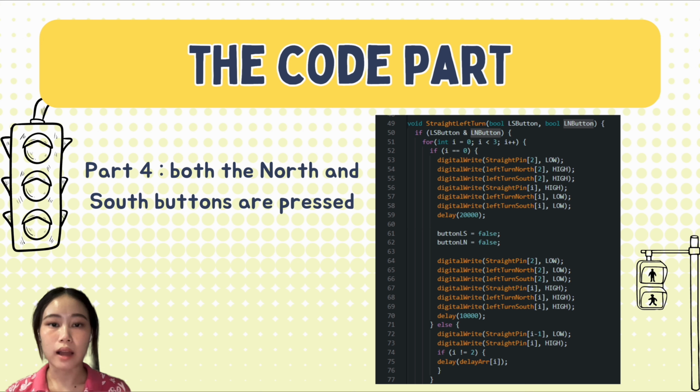Else, in line 71, it means yellow and red lights. For example, yellow is I equal to 1. Line 72: set the straight pin I minus 1 low, meaning the green light is off. Line 73: set the straight pin I high, meaning the yellow light is on. If I not equal to 2, meaning the lights are green or yellow, use the delay array that we have created.